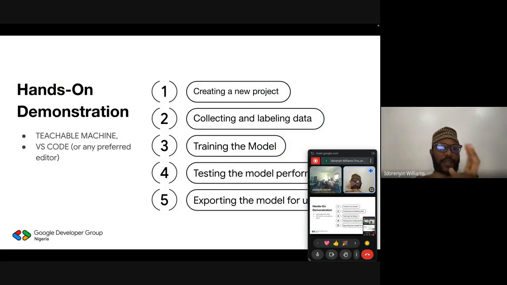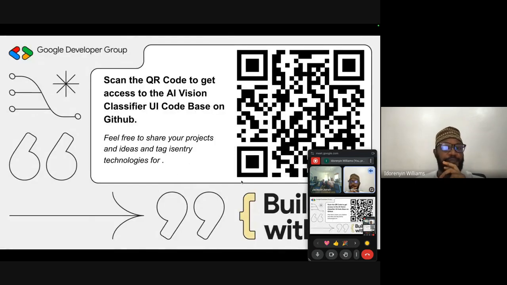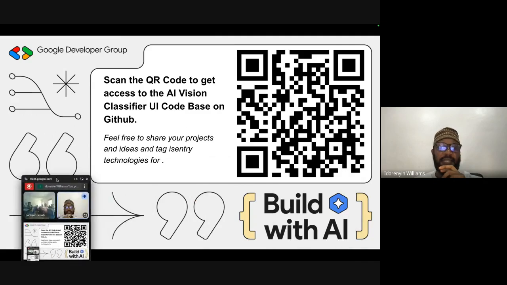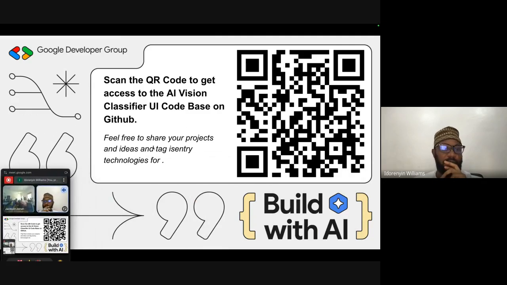So I think I mentioned the session we're going to be doing. We'll create the models, label them, and train them. We'll also look at exporting them and testing that they work perfectly. This is the link to the GitHub repository you're going to be taking the models from. You can also scan here to get access to the link.